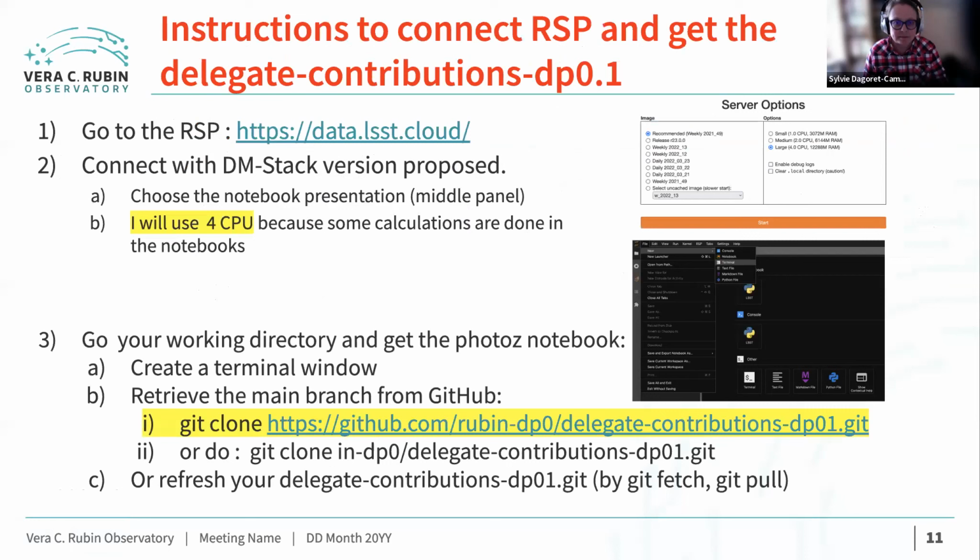So now, I hope you were able to connect to the RSP, and I hope you have the DP1 contribution from GitHub. Otherwise, you have to do a git clone of this.